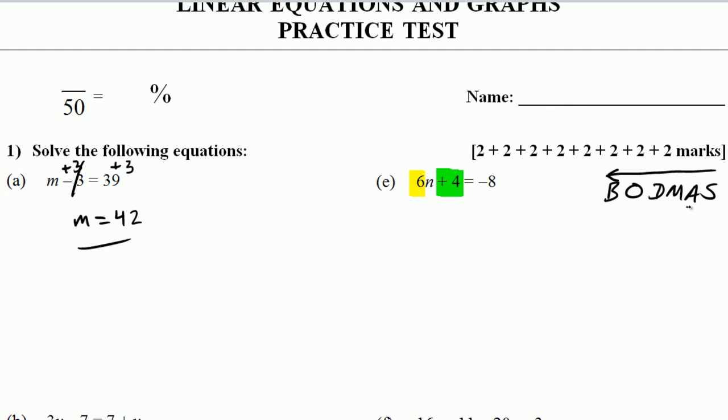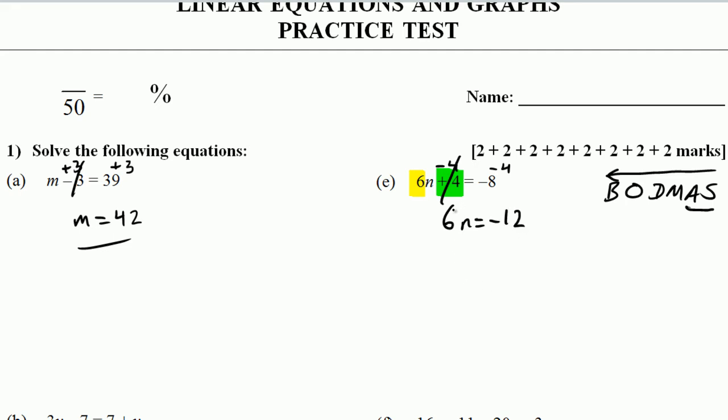So first we'll look at, is there any addition or subtraction? Well, there's the plus 4, so let's do that first. So we go minus 4 on both sides. That gets cancelled, and we're left with 6n equals minus 8 minus 4. Put that into your calculator, and you should get minus 12.